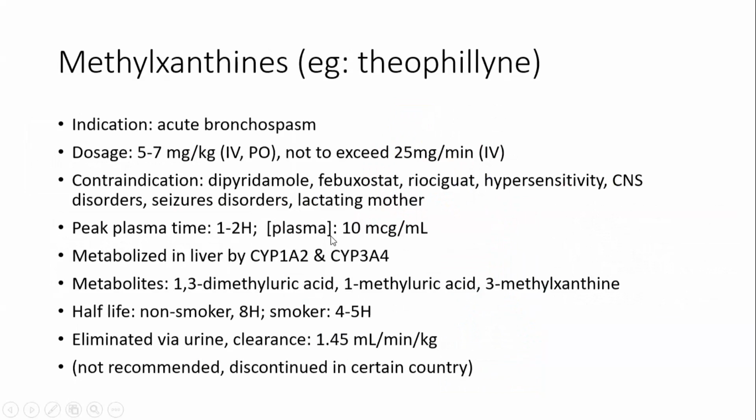Right. So the next drug is the methylxanthines, usually for acute bronchospasm, where the bronchi have tightened. The dosage is 5 to 7 milligram per kg. It can be given IV, intravenous, or PO, which is oral. Not to exceed 25 milligram per minute for IV. Contraindicated with some drugs including dipyridamole, febuxostat, and riociguat. Other contraindicated conditions include hypersensitivity to the drugs, central nervous system disorder, seizure disorder, and lactating mothers.